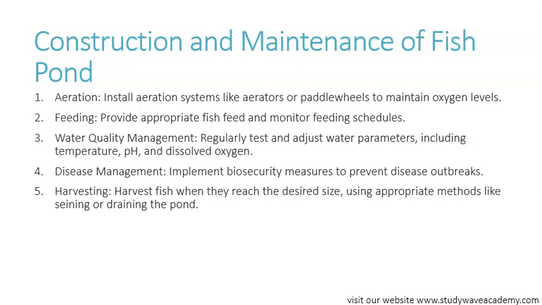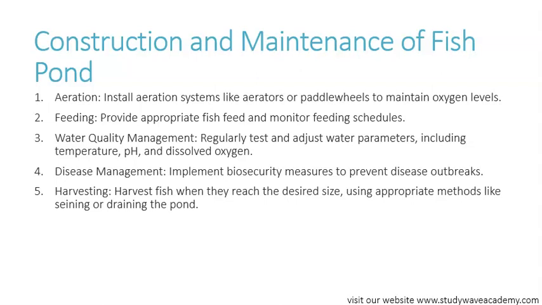Harvesting. Harvest fish when they reach the desired size. Use appropriate methods like seining or draining the pond. When they are big enough, take them out of the pond. Okay, so construction and maintenance of fish pond is the process of building and taking care of a fish pond, making a home for the fish and making sure they are in good shape, right? Good.